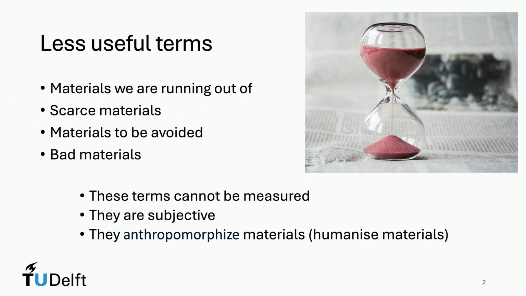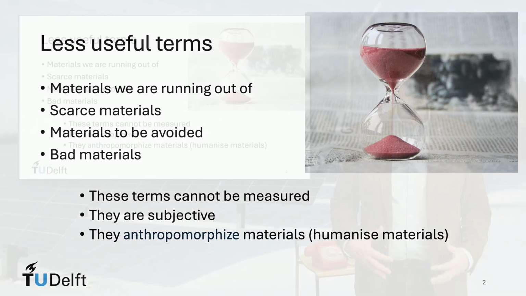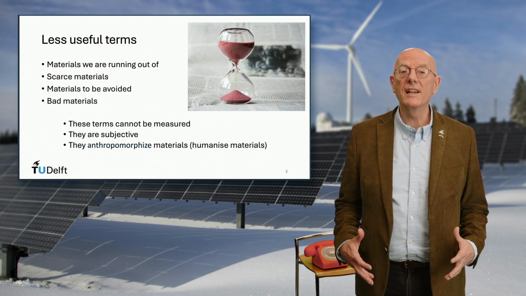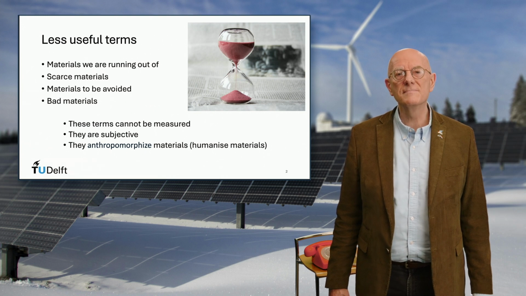In the case of bad materials, such terms anthropomorphize or humanize materials. Raw materials, in particular metals, don't have feelings. So these terms are usually not too helpful when developing a methodology to define critical materials.